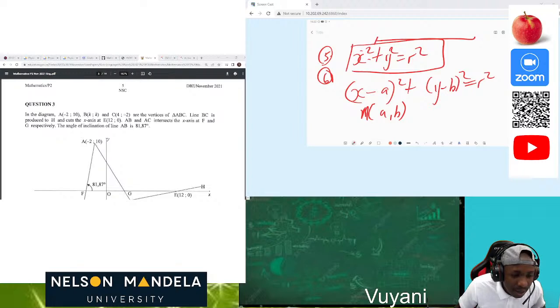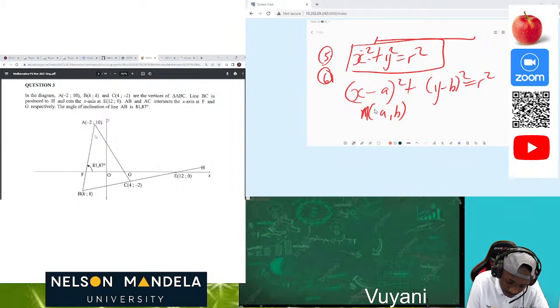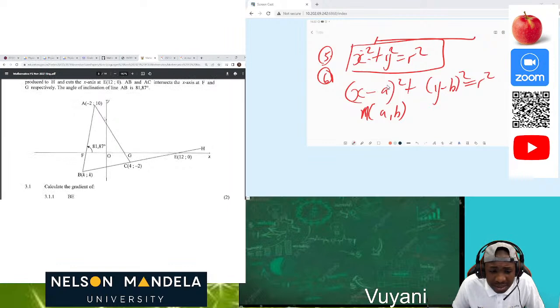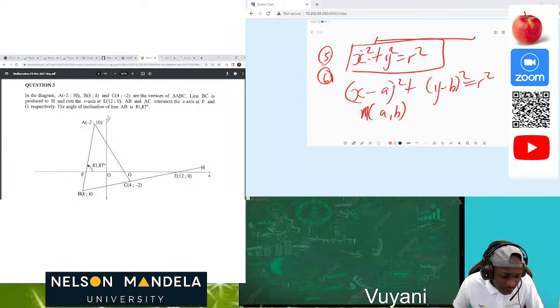So without wasting much time, let's look at question number 3. Let's read together. In the diagram, A is (−2; 10), B is (K; K), and C is (4; −2), the vertices of triangle ABC. Line BC is produced to H and cuts the x-axis at E (12; 0). We are also told that AC intersects the x-axis at F and G respectively.